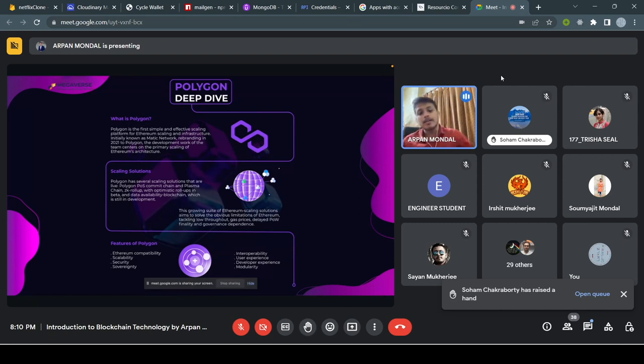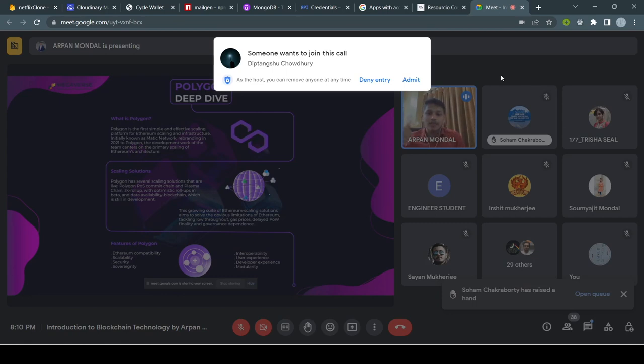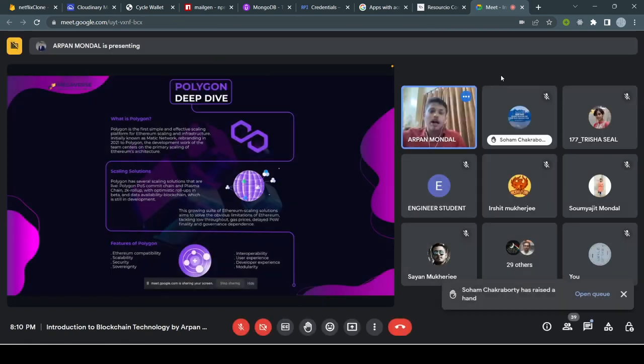And the second component is scalability. Why scalability? Polygon does more than 60,000 transactions in a second, guys, where Ethereum was doing only 29 and Visa was doing only 1,700 transactions. So can you imagine the scale from 30 to 60,000? That's how many thousand percent jump?